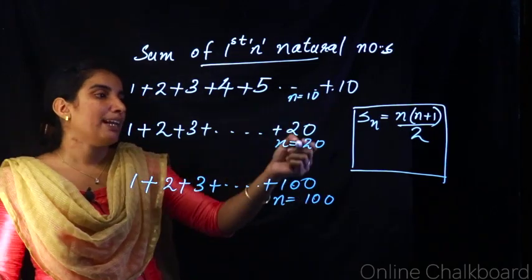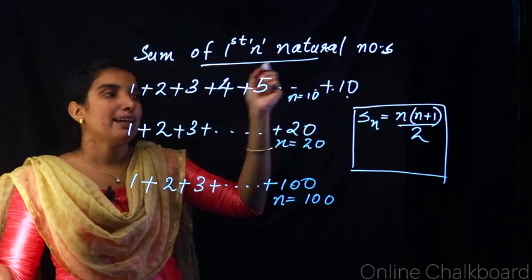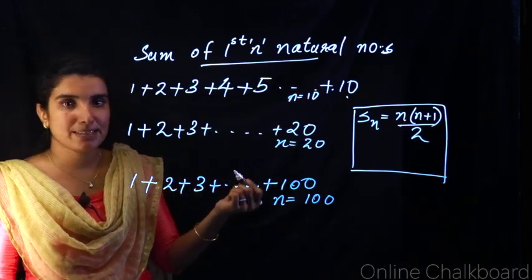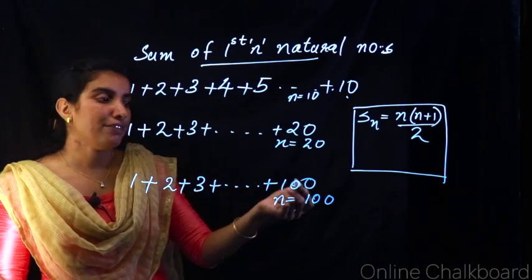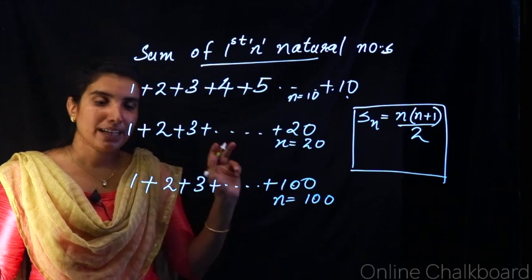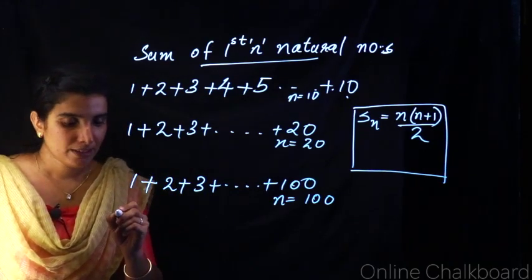Here the formula is the same for the sum of first 10 natural numbers, first 20 natural numbers, and first 100 natural numbers.